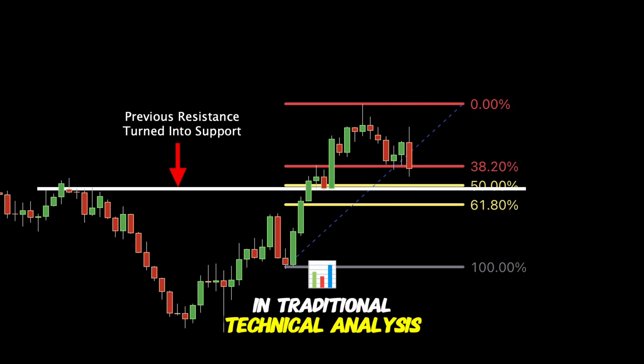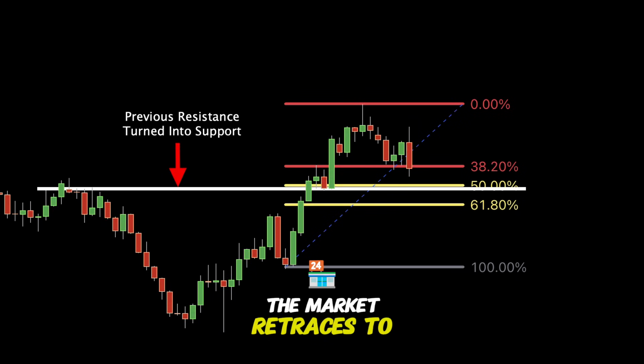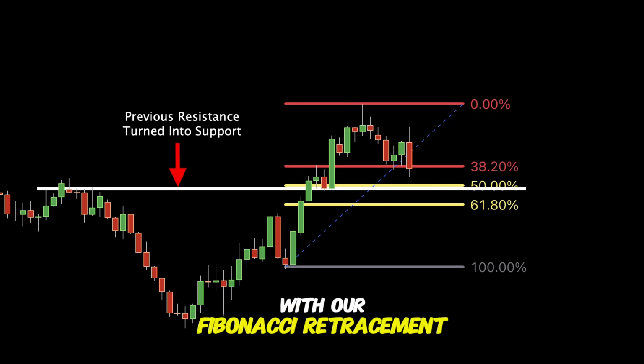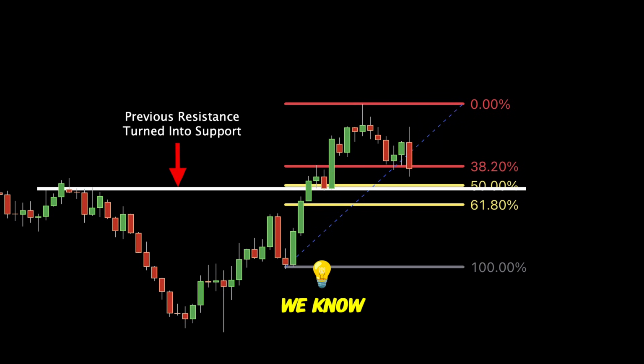In traditional technical analysis, we know that when the market retraces to a support level, it often bounces. With our Fibonacci retracement strategy, we know that when a retracement reaches the 50% or 61.8% levels, there's a high probability it will bounce again. Now, we have three elements aligning.